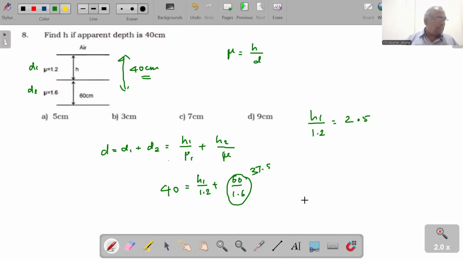So H1 is equal to 2.5 into 1.2, which is nothing but 3 centimeter. So the height H1 is 3 centimeter.